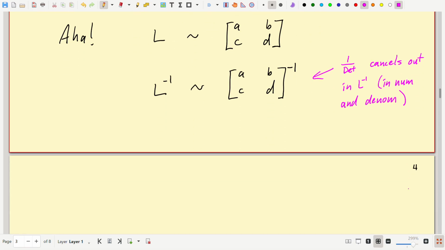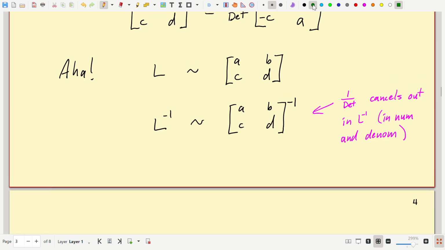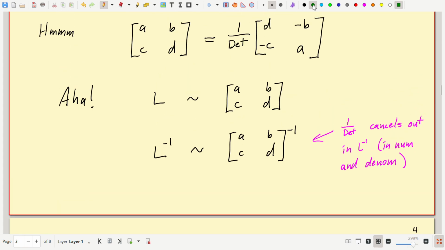Questions about anything? Can you explain what it means by cancels out in the numerator and denominator? Okay, 1 over that determinant is a number. If I multiply it through the first row and the second row, and then make a linear fractional transformation out of that, that number would be in the numerator and the denominator, and it would cancel.